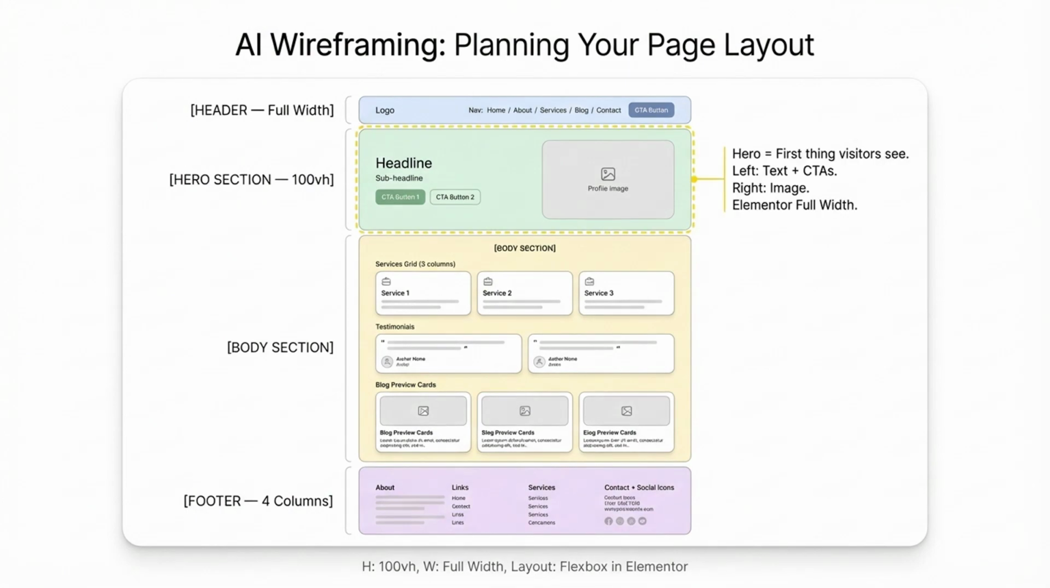The hero section is the most important part of any homepage. It's the first thing a visitor sees. The wireframe specifies a 2-column layout, your headline and call to action buttons on the left, and a professional photo on the right. This is a proven high-converting layout, and the AI already knows to recommend it. You'll build exactly this structure inside Elementor.